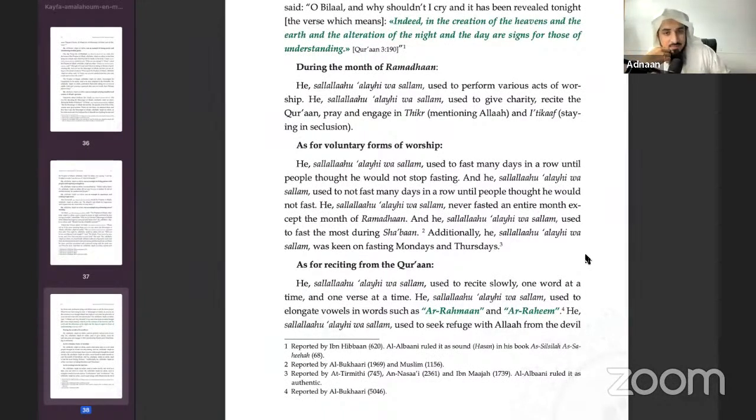And he used to not fast many days in a row until people thought he would not fast. He sallallahu alayhi wasallam never fasted an entire month except the month of Ramadan, and he used to fast the most during Sha'ban. Additionally, he was keen on fasting Mondays and Thursdays. Inshallah, we'll stop there and we'll take this tomorrow.